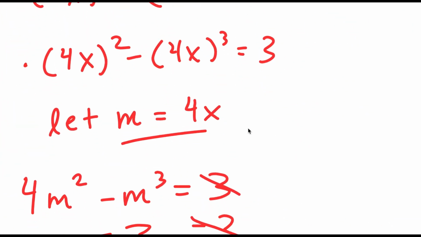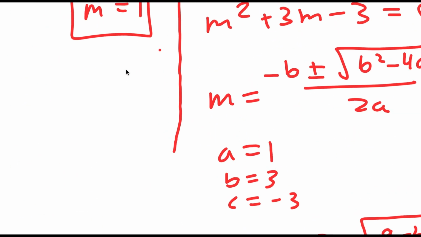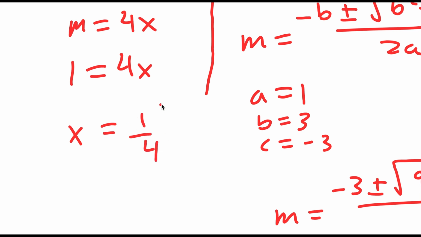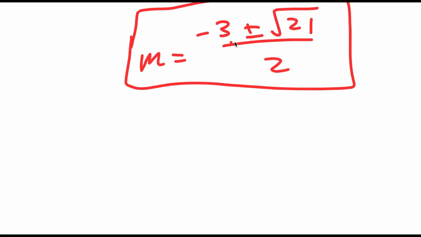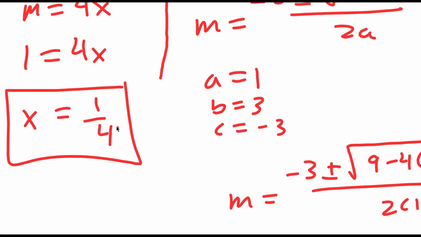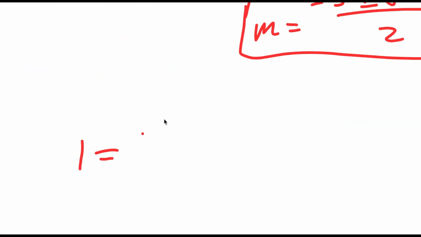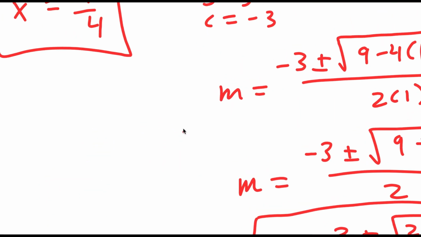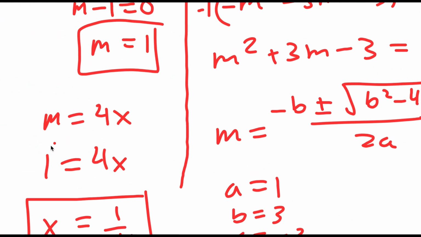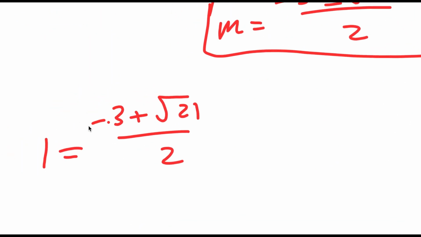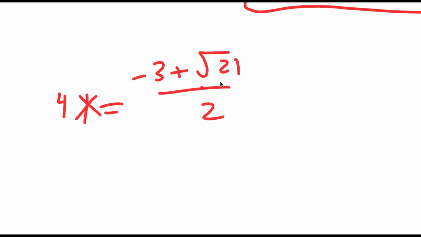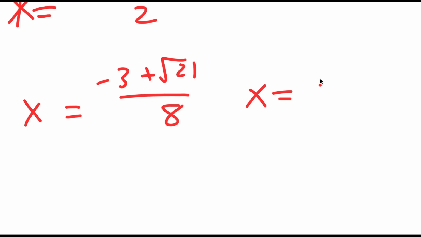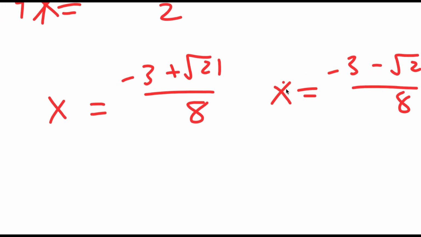However, we're not solving for m, we're solving for x. And remember, m is equal to 4x. So if m is equal to 4x, then when m equals 1, x is equal to 1 over 4. So this is one solution of x. And then for the other values of m, m is equal to 4x. So I get 4x is equal to negative 3 plus the square root of 21 over 2, meaning that x is equal to negative 3 plus the square root of 21 over 8, and x is also equal to negative 3 minus the square root of 21 over 8. So those are my 3 solutions.